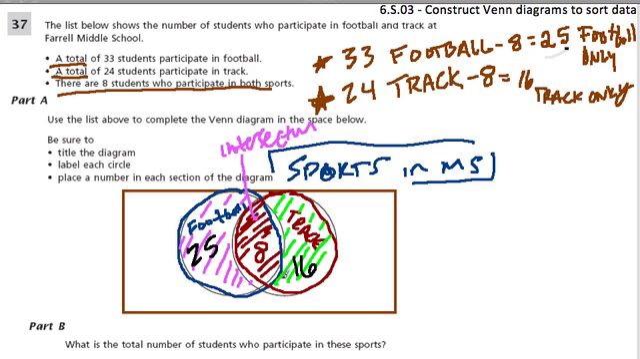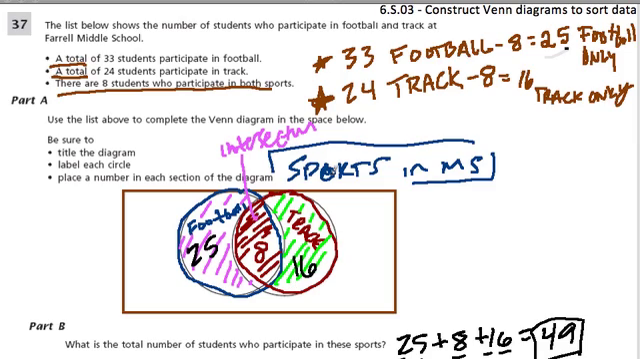So the total number of students who play these sports are 25 plus 8 plus 16. Well, 20 plus 10 is 30, plus 6, 36, plus 5, 41, plus 8, 49. So 49 students play in these sports at this school.